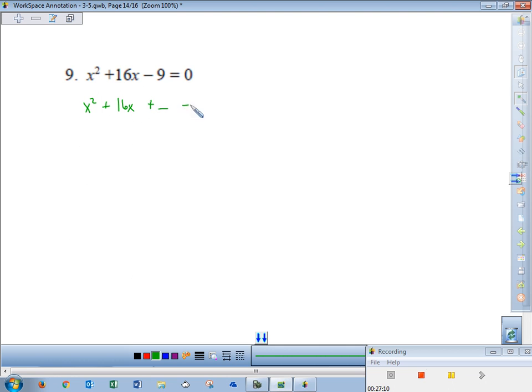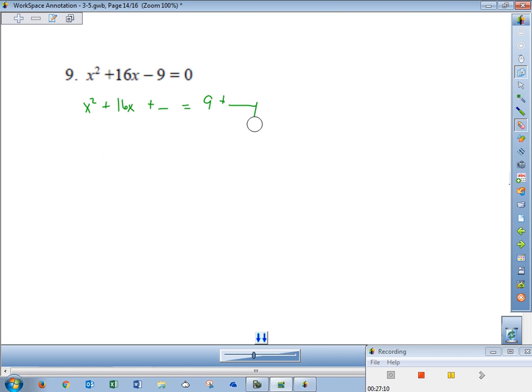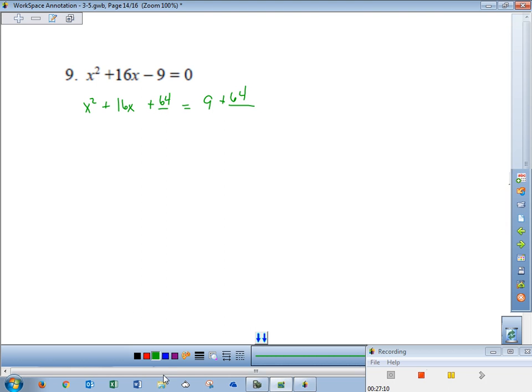Plus blank equals 9 plus blank. Filling in that blank right there, half the b value squared. Half the b value is 8. Squared is 64. So we put a nice 64 in each one of these. And then that'd be x plus 8 squared equals 73.